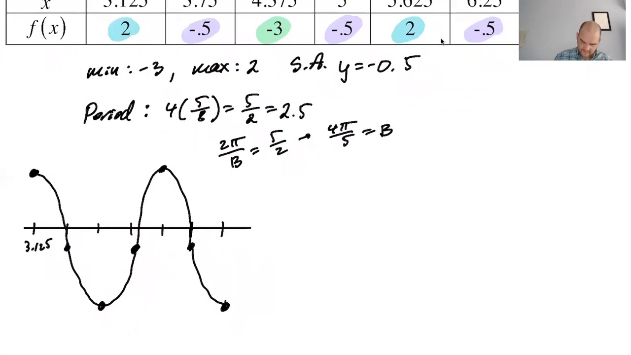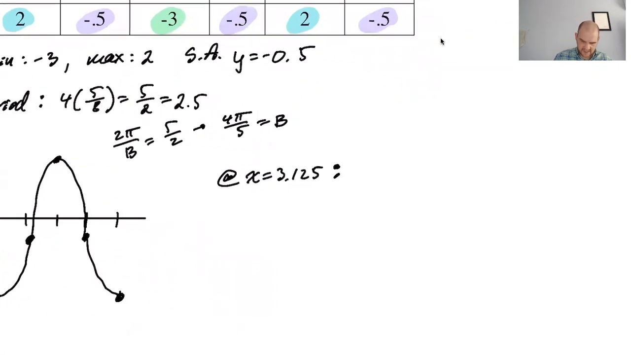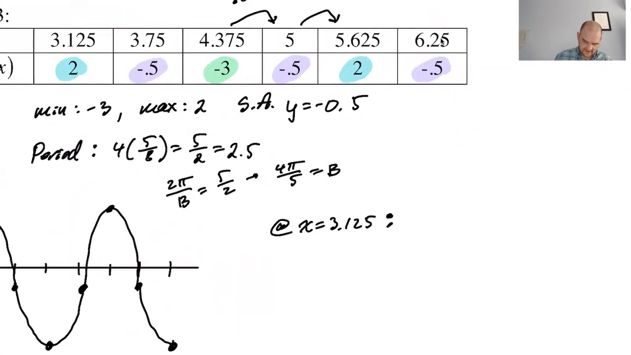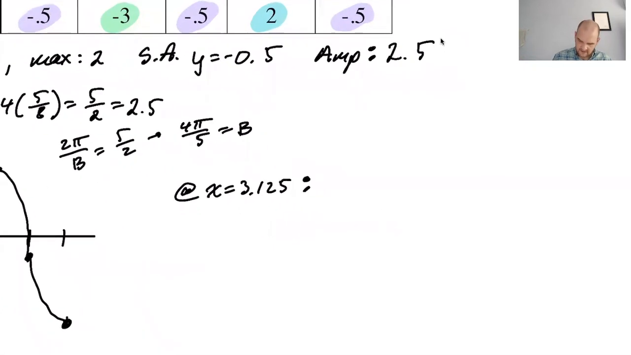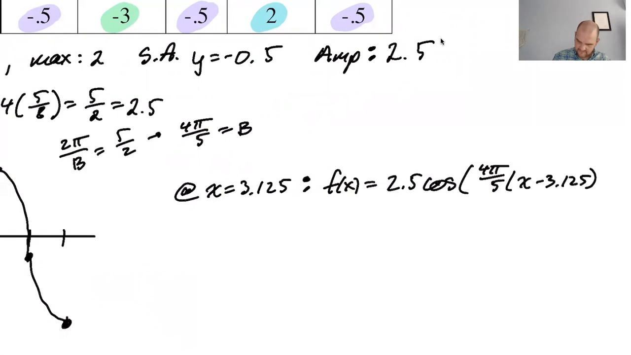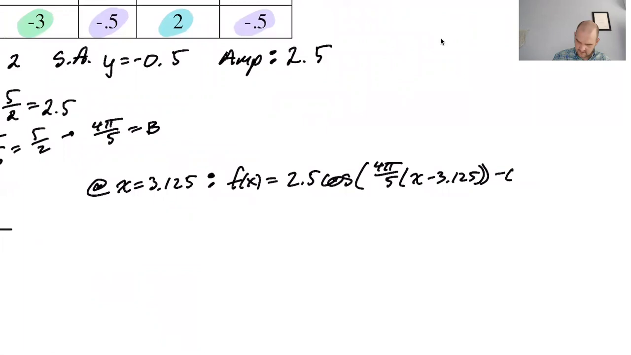So if we start at x equals 3.125, we're starting at a maximum, so it's positive cosine. Oh, I never figured out the amplitude. So the amplitude, it's 2.5. You can work it out however you want. You could do maximum minus minimum divided by 2. That's probably the easiest thing. So 2 minus negative 3 is 5 divided by 2, 2.5. So we'll say f of x is 2.5 cosine of 4 pi over 5, and then x minus 3.125, and then minus 0.5. Gross.